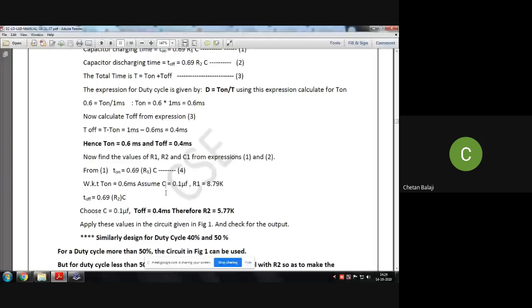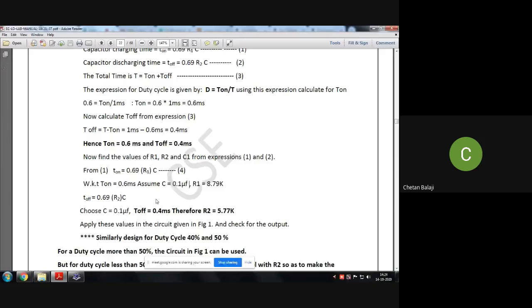So what I will do is assume C equals 0.1 microfarad. Once you assume 0.1 microfarad, the formula changes like this: T on equals 0.69 R1 into 0.1 microfarad. If you do the normal mathematical calculation, R1 will have a value of 8.79 K. Write this down. Similarly apply for T off also. Write these three lines.